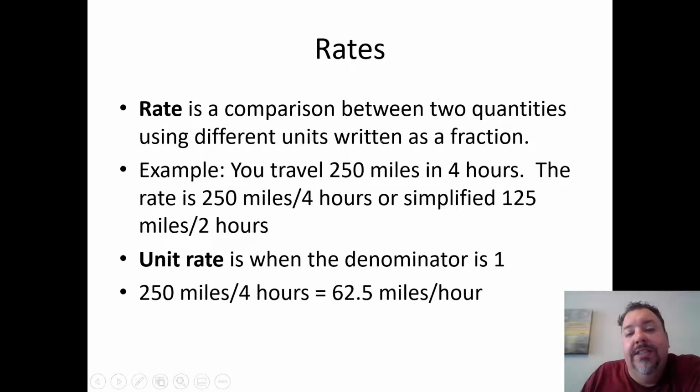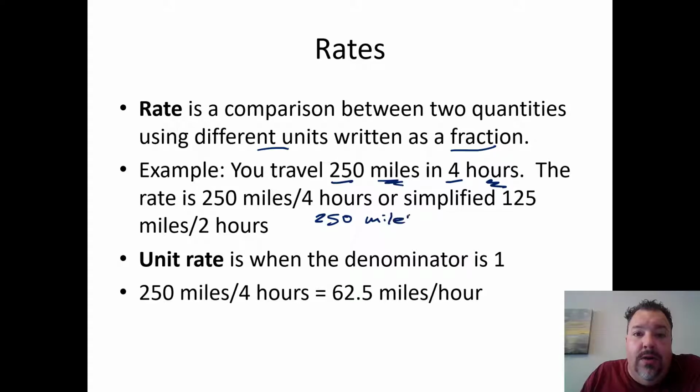A rate is a comparison as well, but in this case, a rate is going to have different units. And again, we can write rates as fractions. You use rates all the time. You use rates when you are traveling in your car. You're using rates when you get paid. When you're traveling, you're going 250 miles, say in 4 hours. That's a rate because here we're talking about distance and here we're talking about time. We can think of that as 250 miles over 4 hours.